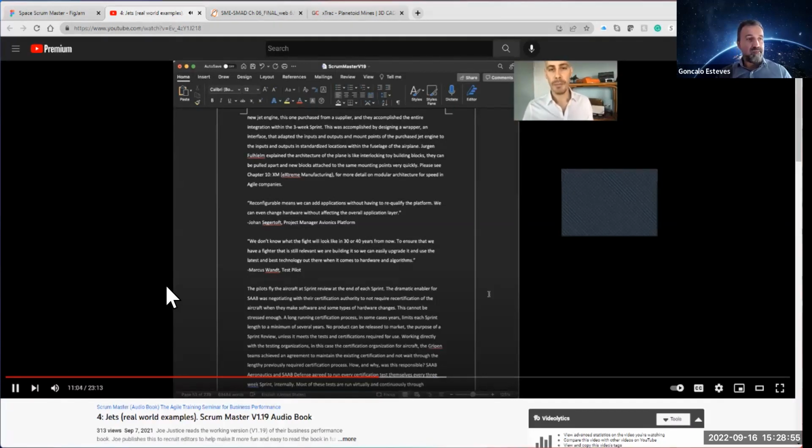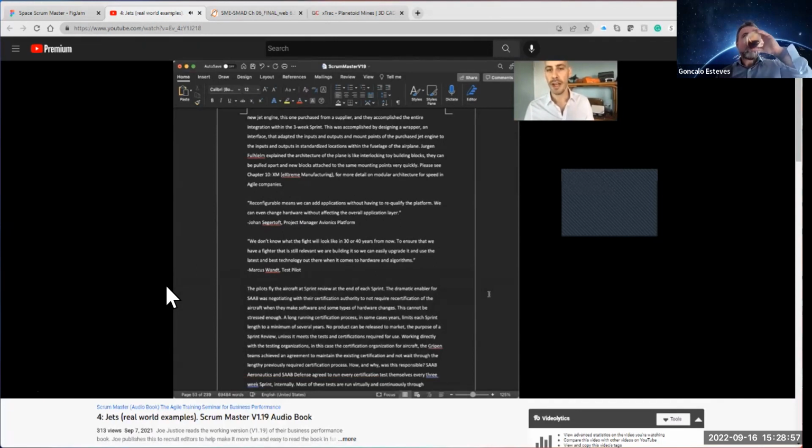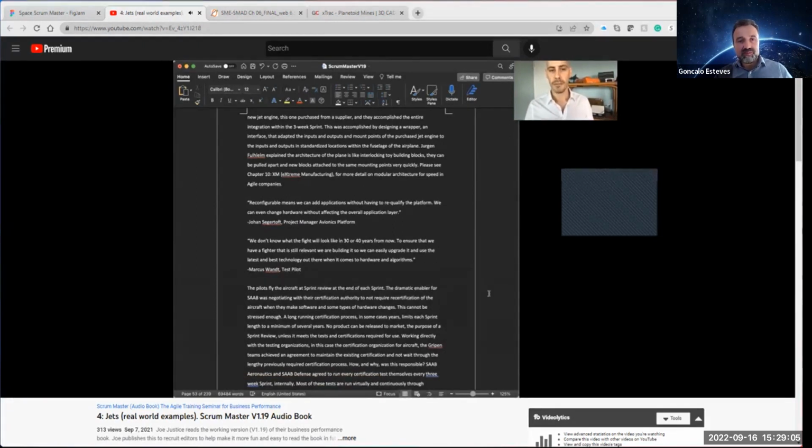Reconfigurable means we can add applications without having to requalify the platform. We can even change hardware without affecting the overall application layer. Johan Sagertoft, project manager avionics platform for the Saab Gripen, Linköping, Sweden.